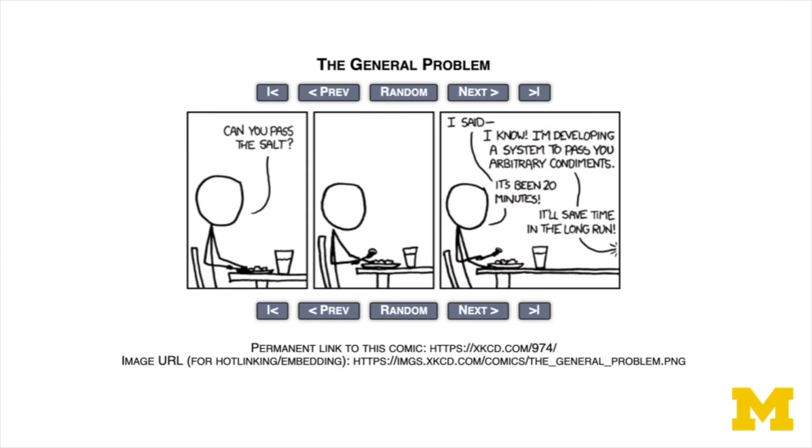And so this is a comic strip from XKCD, and it basically explains what happens to engineers. The person on the left says, can you pass the salt? And the person on the left is waiting for the salt, and says, I said, can you pass the salt? And the person on the right says, I know, I'm developing a system to pass you arbitrary condiments. And the person says, it's been 20 minutes. And the person on the right says, it'll save time in the long run.